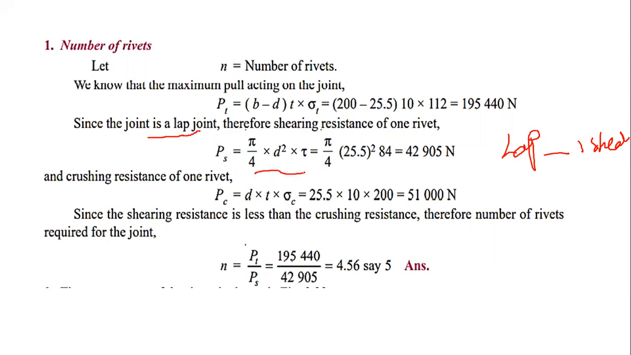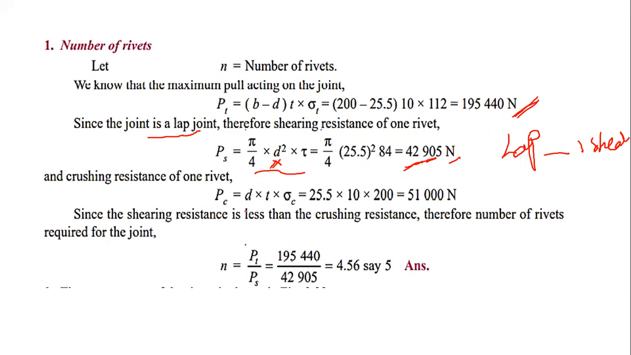For lap joints, you have to consider single shear. So this is the formula for single shear, pi by 4 d square into tau. Here the diameter of the rivet hole is given, so 25.5 mm is the diameter of the rivet hole. Tau equal to 84 megapascal. This is the value of shearing strength for one rivet. This is the value of tearing strength.